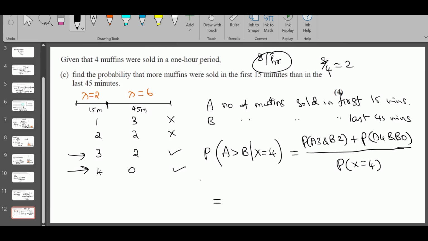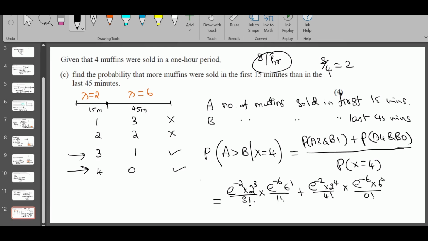So the probability of A equal to 3 is e power minus lambda, lambda power 3 over 3 factorial, times B is 2. Sorry, 3 and 1, right? Total is 4, not 3 and 2, 3 and 1. B is 1, so e power minus lambda, 6 power 1 by 1 factorial, plus A is 4, e power minus lambda, 2 power 4 by 4 factorial, times B is 0, so e power minus lambda, 6 power 0 by 0 factorial. Everything divided by X is equal to 4.